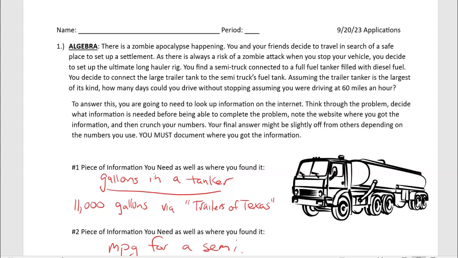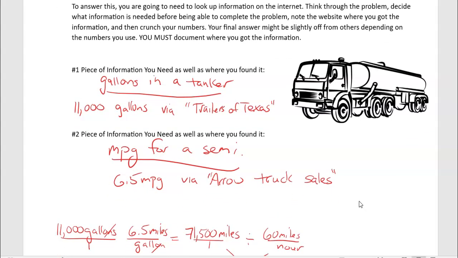You and your friends decide to connect the tanker full of diesel fuel to the tank for the semi truck, the gas tank. And the question is, how far are you going to be able to go if you are going at 60 miles per hour? So the two different pieces of information that I thought that you needed to know that aren't easily known would be how many gallons does a tanker hold?